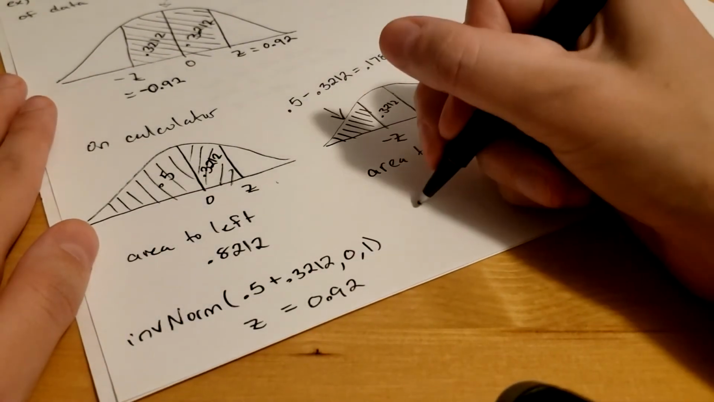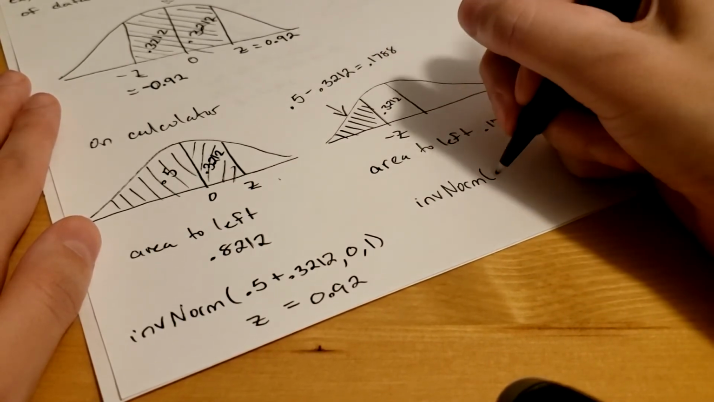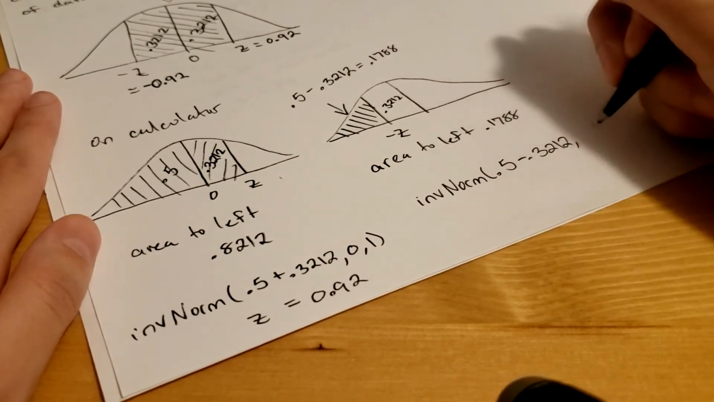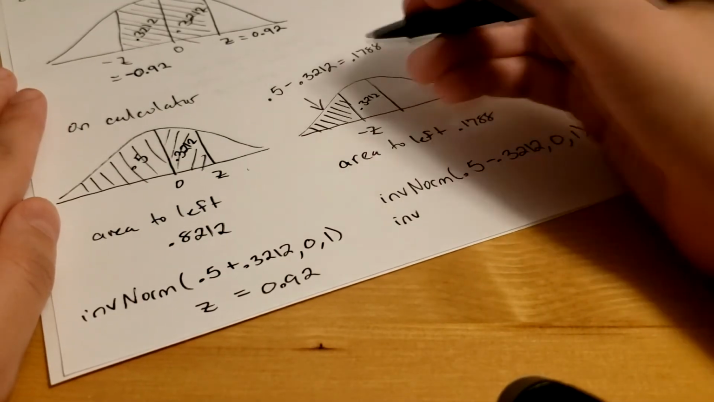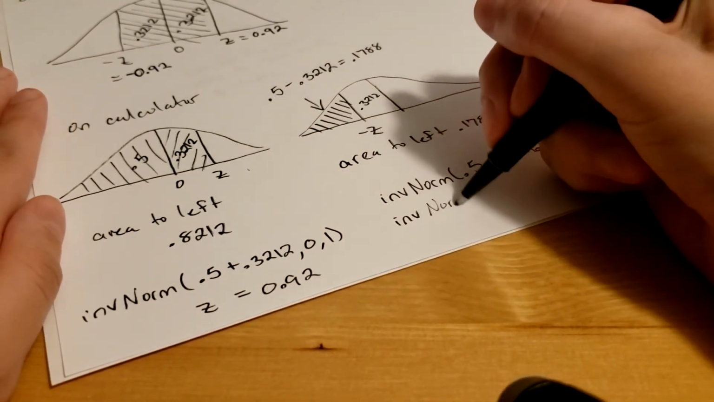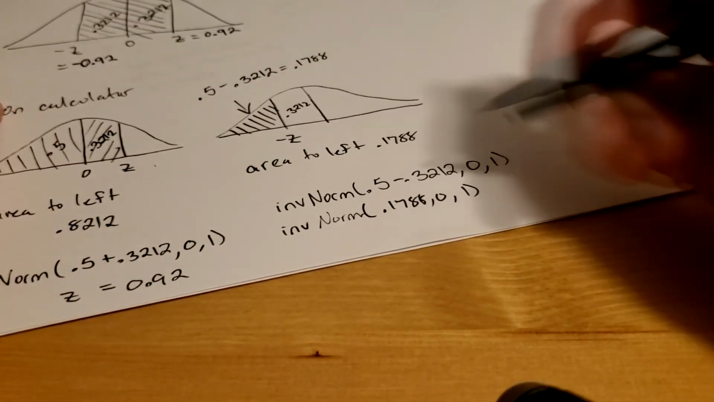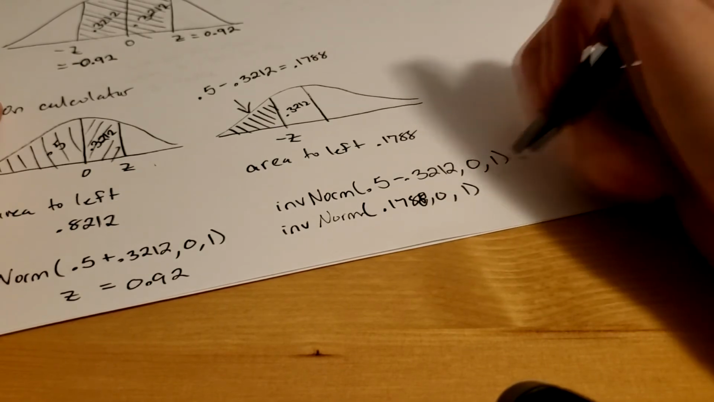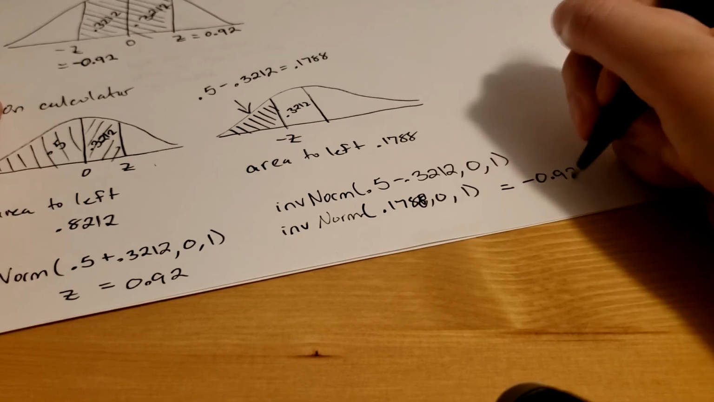If we do it for this one, we could do inverse normal. You could directly put in 0.5 minus 0.3212. Mean is 0, standard deviation is 1. You could also have done the subtraction separately and you'd get the same thing. So whichever one you put in, you should end up with the same answer. Both of these are going to give you negative 0.92.